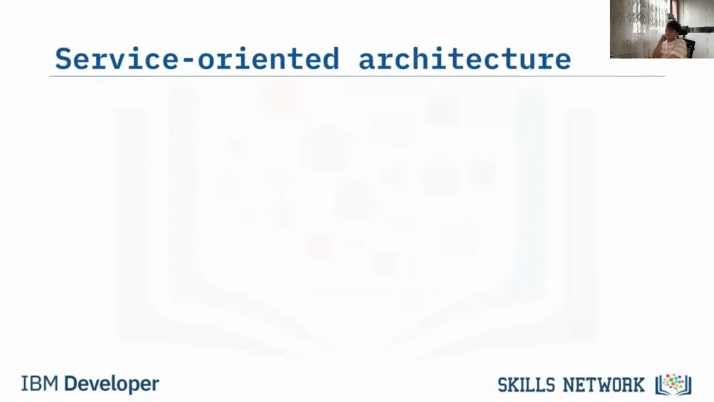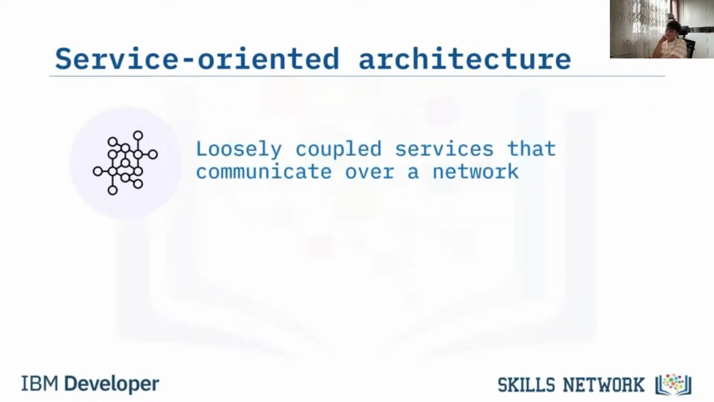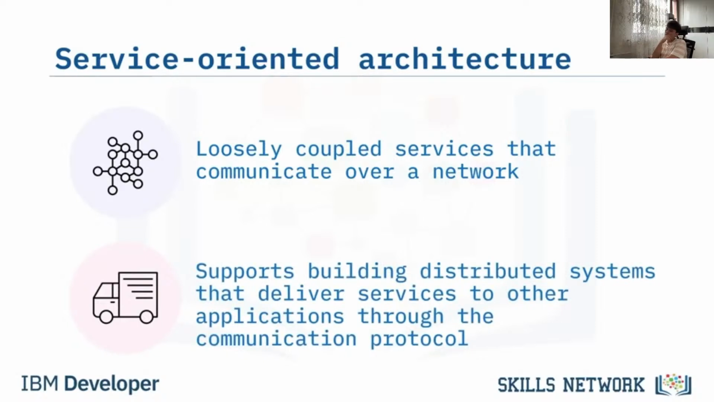In a service-oriented architecture, or SOA, services are loosely coupled and interface with each other via a communication protocol over a network. SOA supports building distributed systems that deliver services to other applications through the communication protocol. So let's discuss distributed systems next.